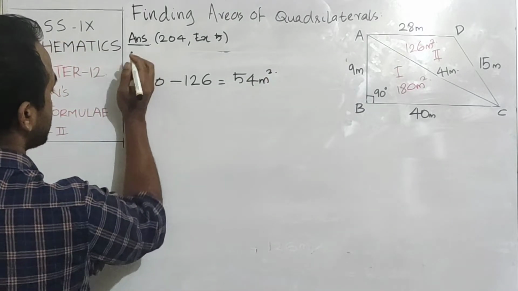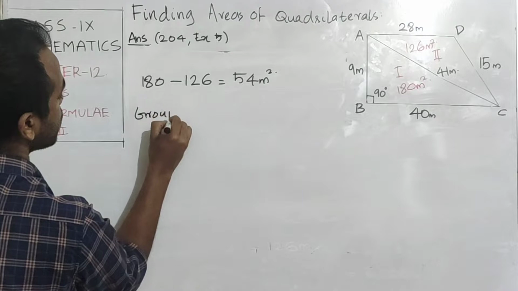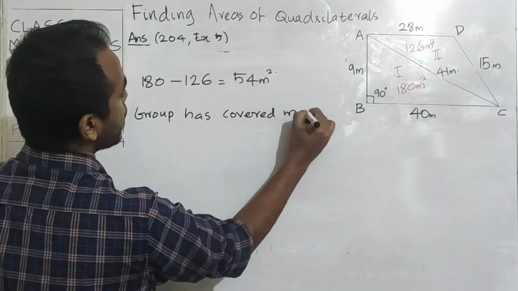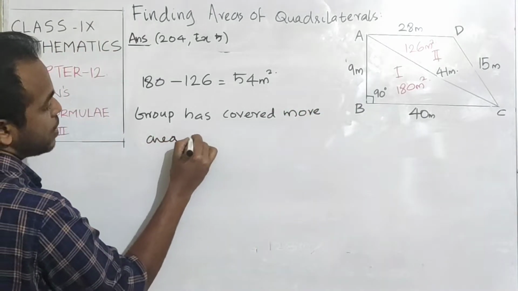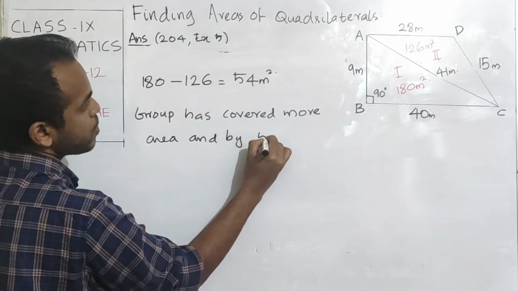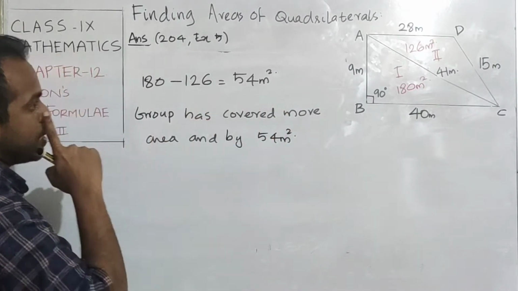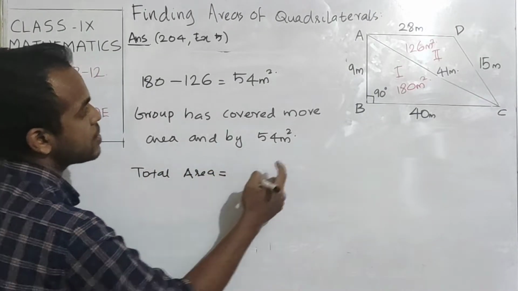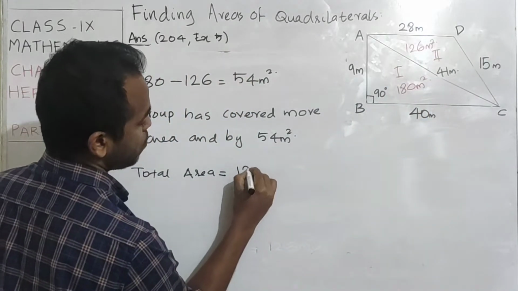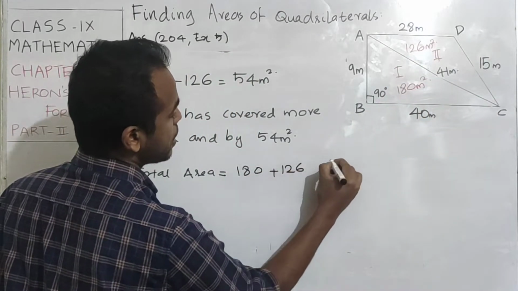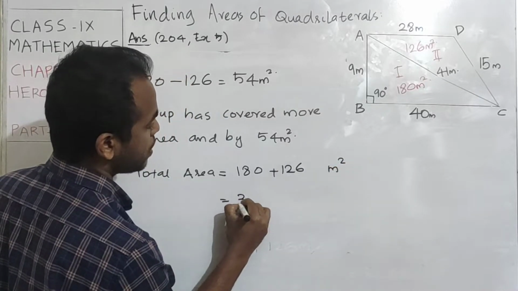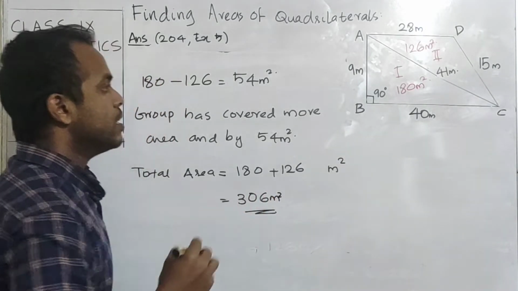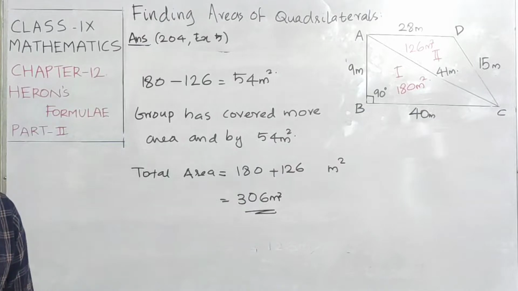So we can write group 1 has covered more area and by 54 meters square. Then what is the total area covered by them? Total area cleaned by them is equal to 180 plus 126, that much meter square. So that will be 306 meter square, I think. Yes, 306 meter square. So that is the final answer. I hope you understood this one.